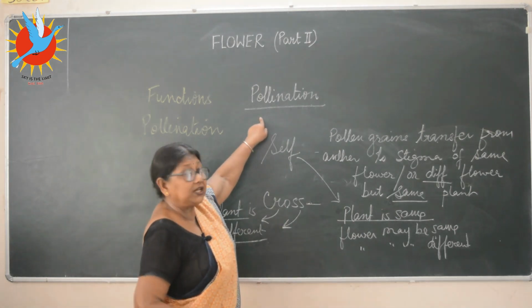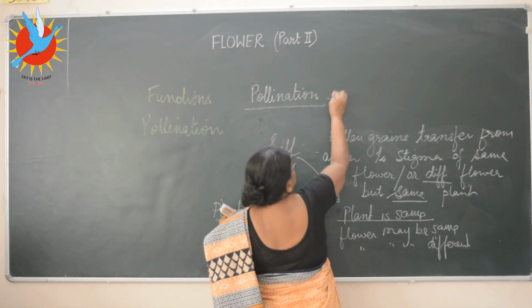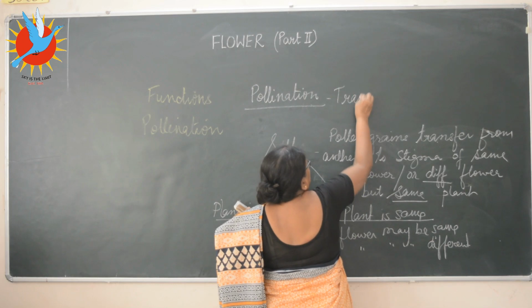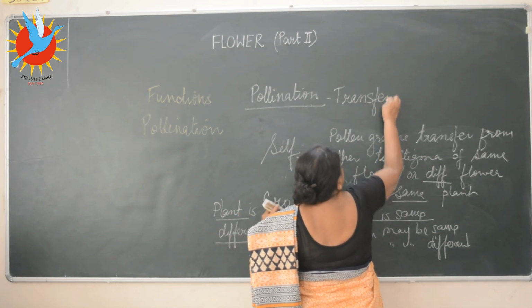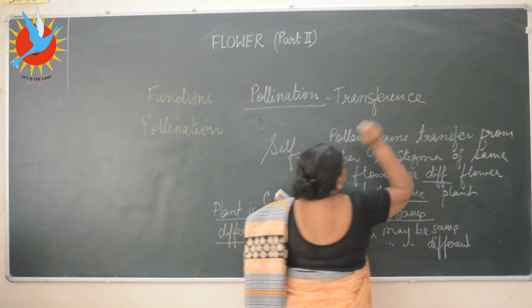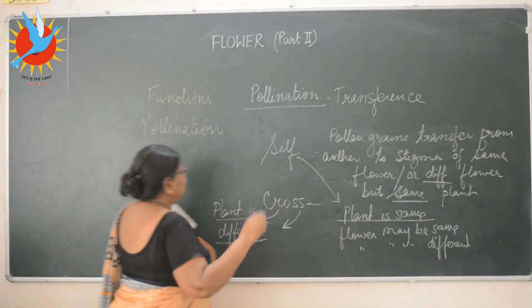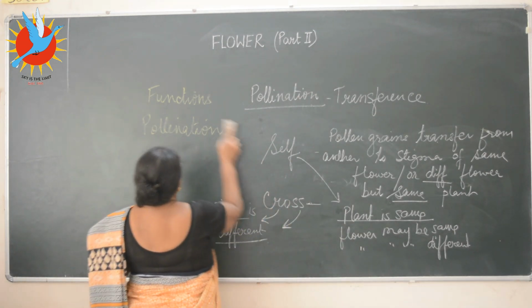What is pollination? It is just transference. Pollination is nothing, just transference of pollen grain. If you remember, I'll just rub it this side.